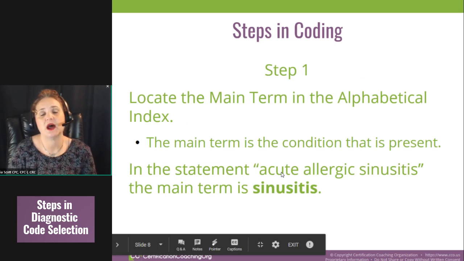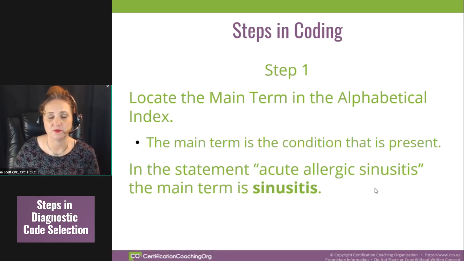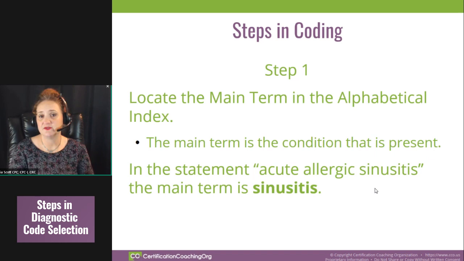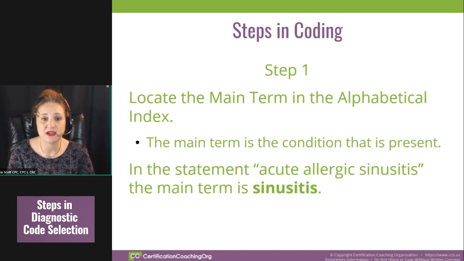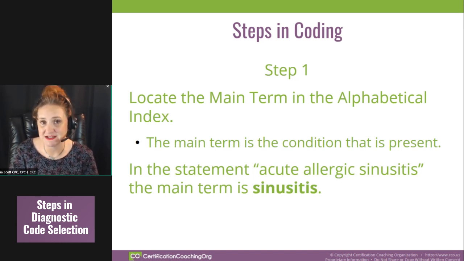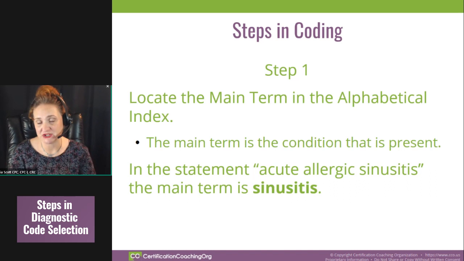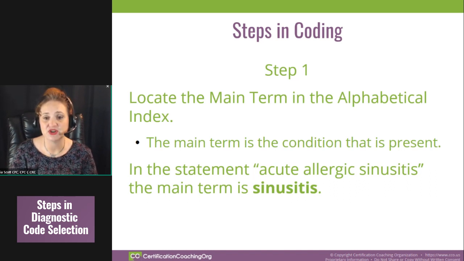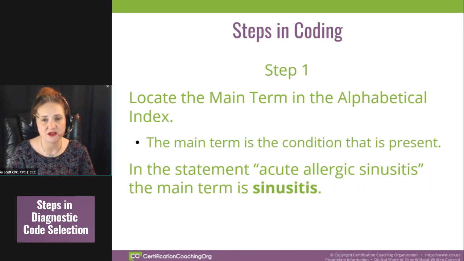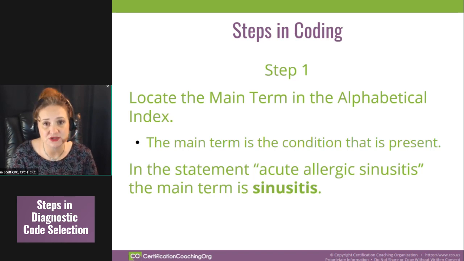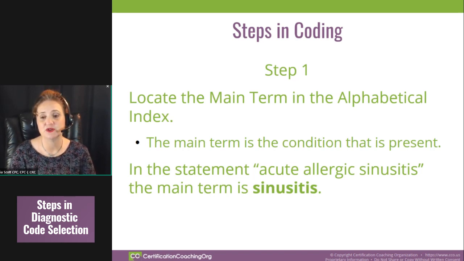So let's talk about how we're going to start coding. What do we do? The first thing we're going to do is figure out what term we're going to look up in the index. So we're going to open up the index, and our main term is not going to be based on the anatomical site. Usually it's what's wrong with the patient. So what does the patient have? If it's an acute allergic sinusitis, we're not looking up acute. We're not looking up allergic. We're looking up sinusitis. And we know sinusitis is an inflammation of the sinuses, right?